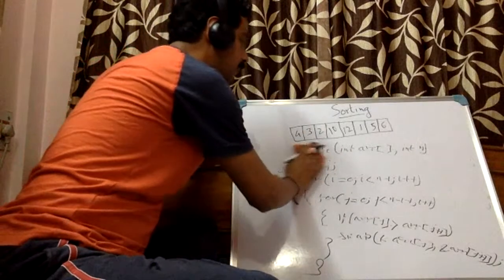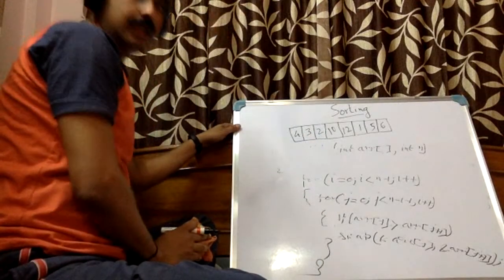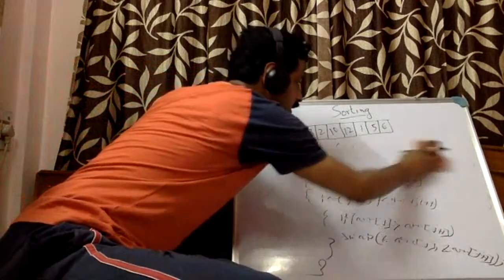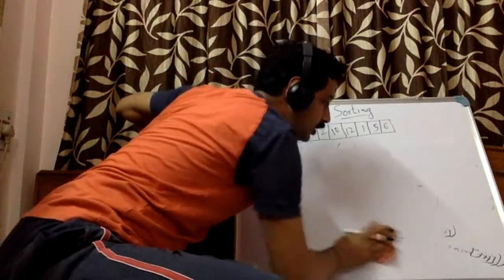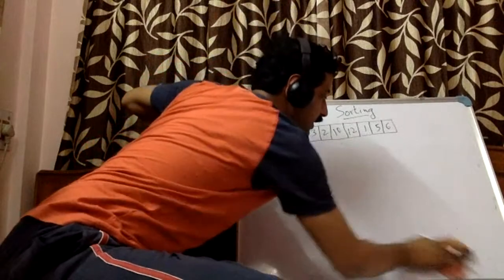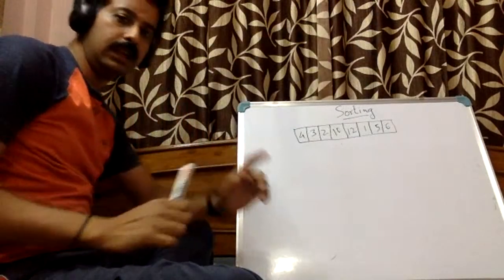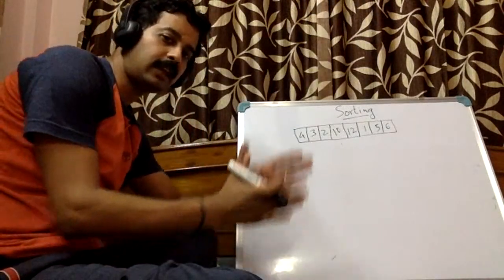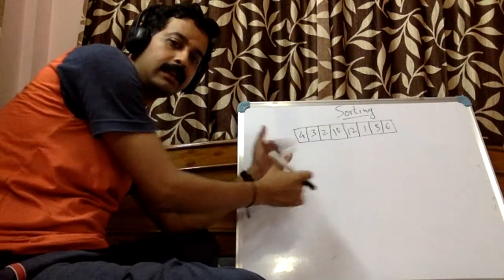Now with the same numbers, insertion sort. Now what happens in insertion sort? Okay, we have these numbers. From the name, you know, insertion, we have to insert something somewhere inside our array, right?